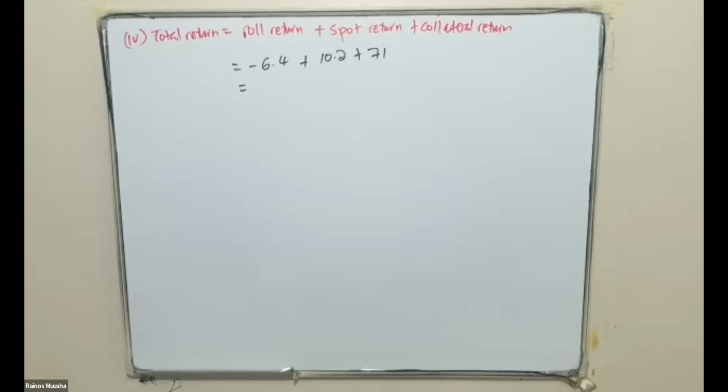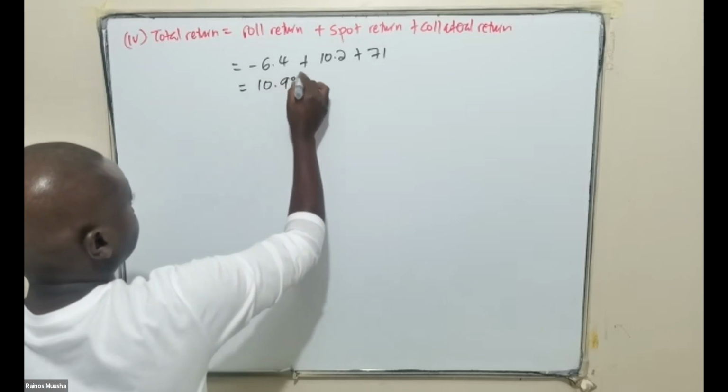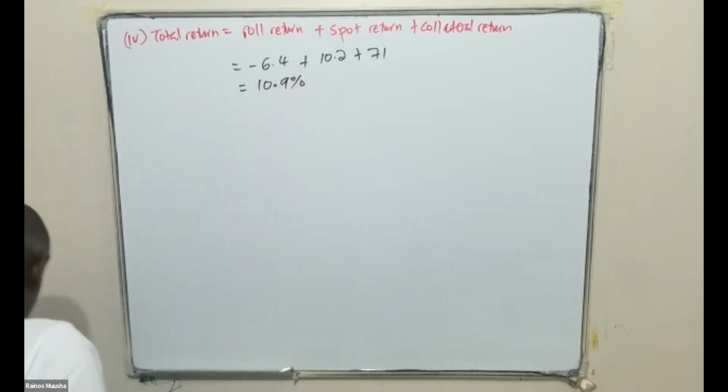$10.9. So your total return is 10.9%. Any questions? So overall, we are expecting that the net effect is that your return expectation is going to be 10.9%.